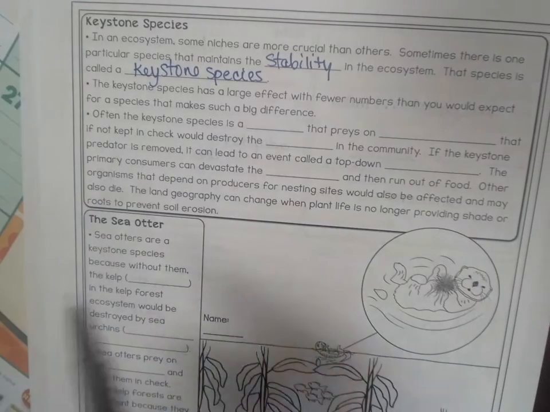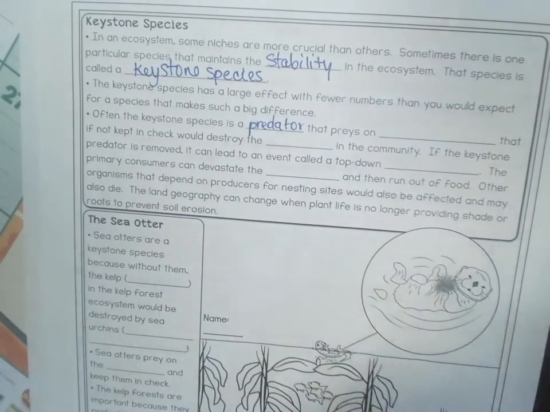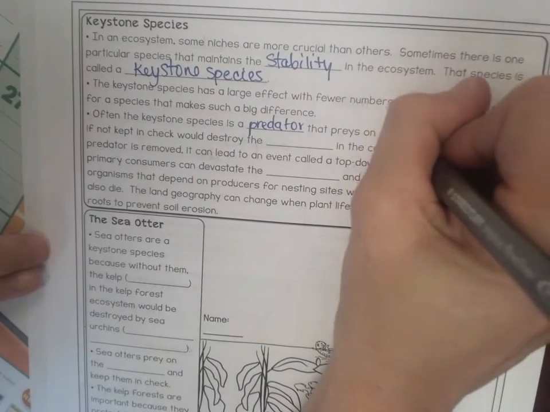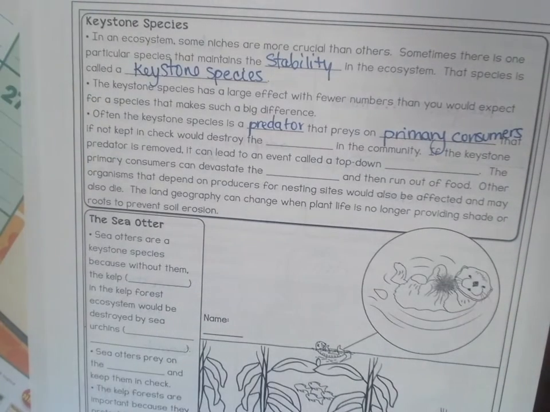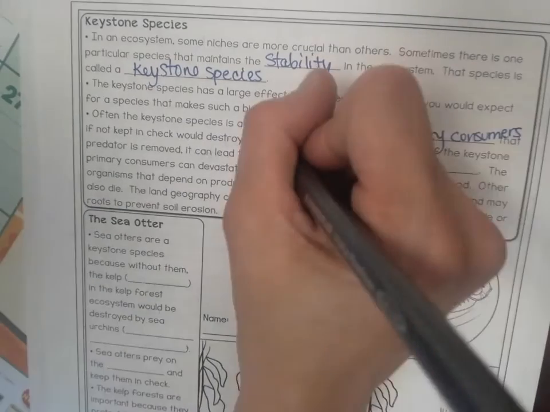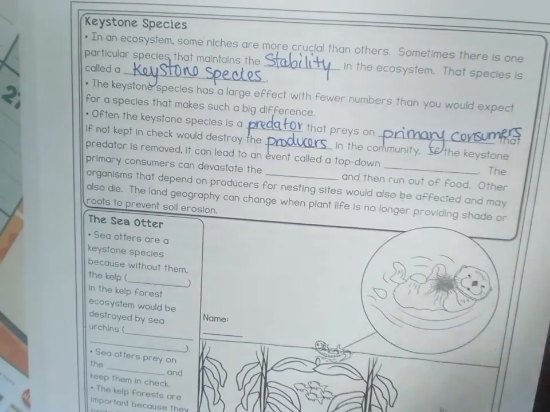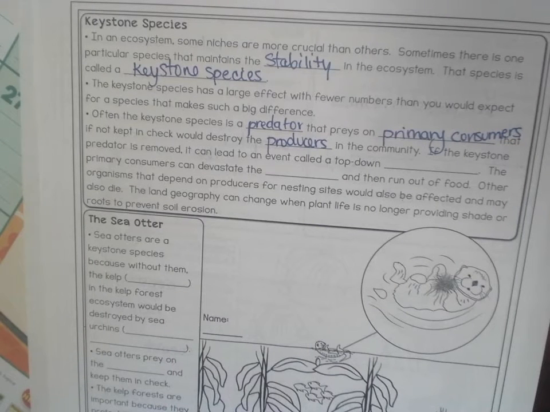Often the keystone species is a predator that preys on primary consumers. Those are the herbivores, remember? That, if not kept in check, would destroy the producers in the community. So it's like that video that you guys watched about the wolves. The deer in that area were decimating the riverbed area, to the sides of the river, with all the vegetation. They were eating it completely gone, just decimating that area. And when they brought the wolves back, that would then control that population. It was amazing to see the vegetation that came back.